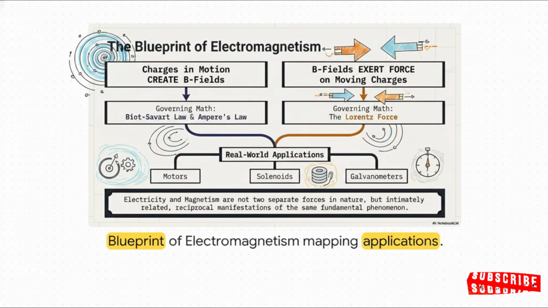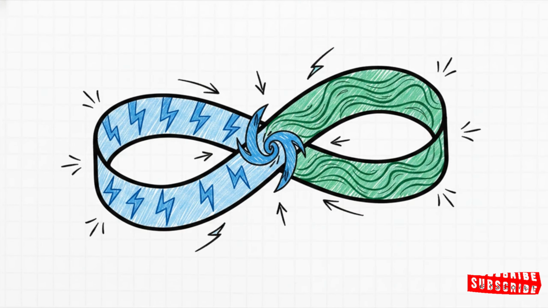So here is our master blueprint. Charges in motion create magnetic fields governed by Biot-Savart and Ampere's law. And conversely, those magnetic fields exert force right back onto moving charges governed by the Lorentz force. These two pillars branch down to create the motors, the solenoids, and the galvanometers that pretty much run our entire modern lives.